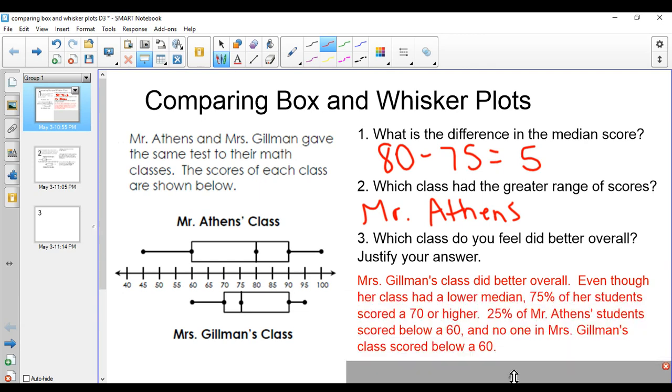So coming over here to our justification, I said Miss Gilman's class did better overall, even though her class had a lower median. 75% of her students scored a 70 or higher. 25% of Mr. Athens' students scored below a 60, which we just discussed a second ago, and no one in Mrs. Gilman's class scored below a 60. So you have to be careful about looking at just one specific data point to make a generalization about a data set. You have to look at the whole picture and the whole spread of the data to decide exactly what the data is telling us.